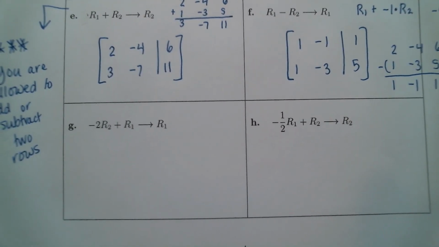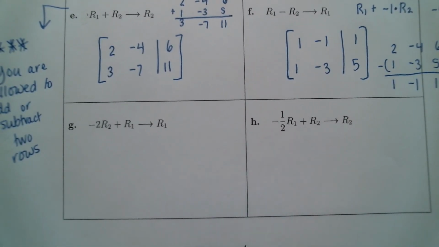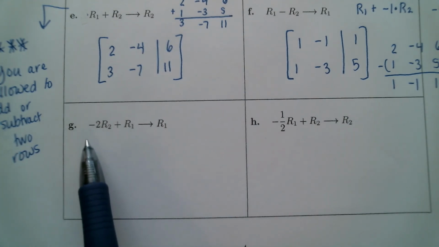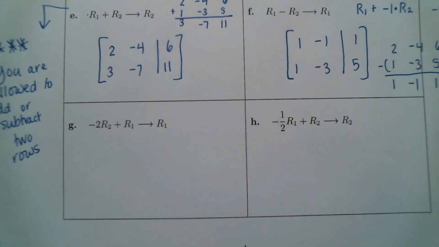Let's look at example G. -2 times row 2 plus row 1 becomes row 1. This is a valid row operation. It's the third row operation. I want to replace row 1, so I take row 1 and add it to a multiple of a different row. I'm doing -2 times a different row, adding it back to the first row. That's going to replace row 1, so this is valid.